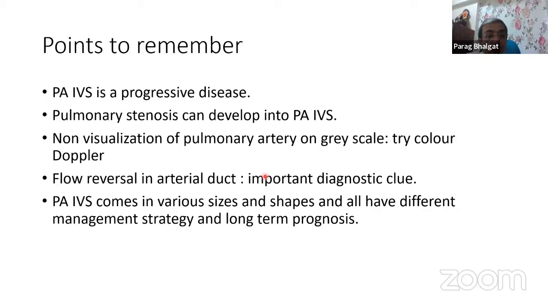It's a progressive disease. Important thing to remember. If you suspect a small RV in a case at say 16 weeks, 18 weeks, and follow up, if there is flow acceleration at the pulmonary valve, on follow up they may develop into pulmonary atresia with intact IVS. Pulmonary atresia may not be seen. If not seen, show the color demonstration. Flow reversal in the arterial duct I already mentioned. All these varieties have different prognosis, from single ventricle to biventricular, and different management strategies, coronary dependent circulation. So understanding the spectrum of disease is very important.